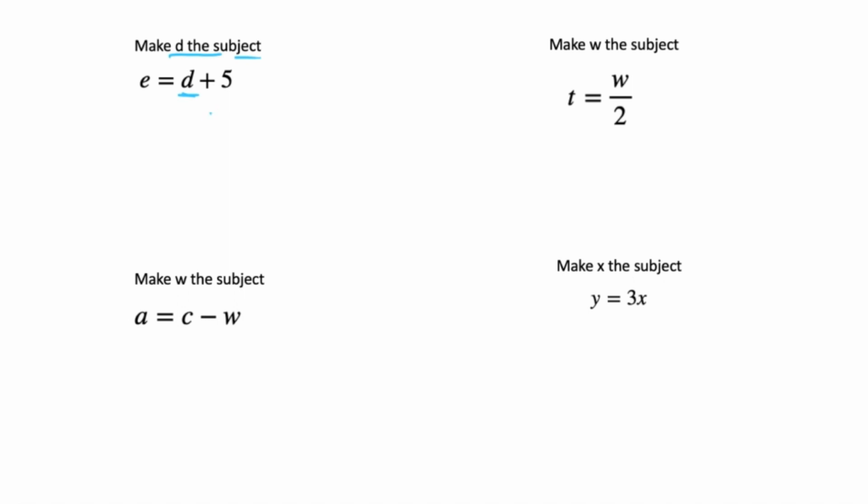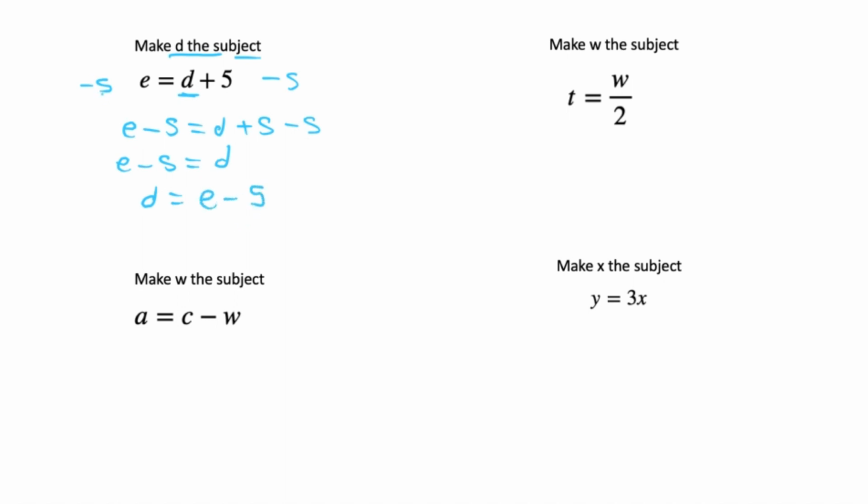So in this case, you would do minus 5 on each side of the equation. If you subtract both sides by 5, you'll get E minus 5 equals D plus 5 minus 5, which is E minus 5 equals D, because 5 minus 5 is 0. So D equals E minus 5.